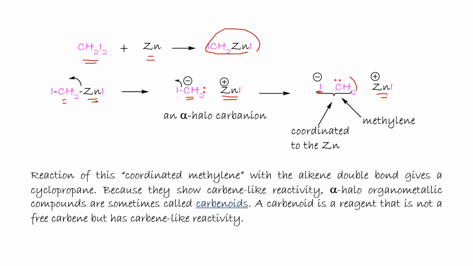So the CH2 will act as carbene. It's not a free carbene. That's why we call it carbenoid. Reaction of this coordinated methylene with the alkene double bond gives cyclopropane. Because they show carbene-like reactivity, alpha-halo organometallic compounds are sometimes called carbenoids. A carbenoid is a reagent that is not a free carbene but has carbene-like reactivity.